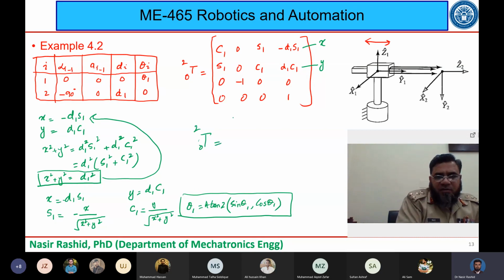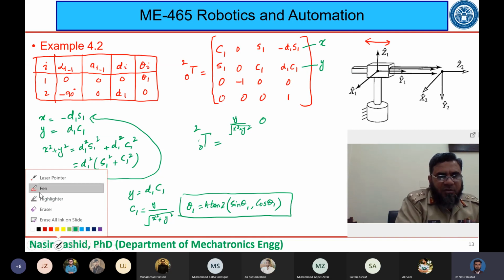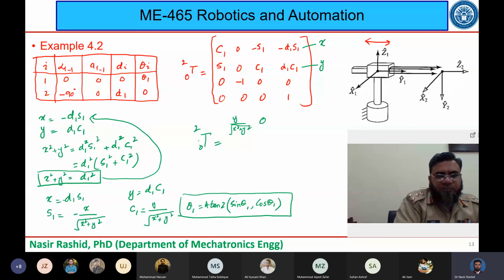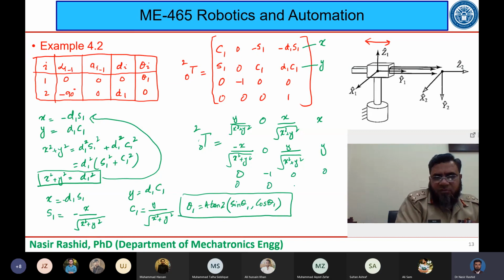So what is cos 1? This is y over under root x square plus y square, 0. s1 मेरा ख्याल में ये माइनस था, ये मैंने यहाँ माइनस मिस किया है। सो लेट मी जस्ट करेक्ट इट। दिस इज माइनस s1, 0, और चूँकि ये माइनस है और यहाँ ये माइनस था, ये प्लस होके दिस विल बी x over under root x square plus y square, और ये d1 जो है दिस विल बी इक्वल टू x. नंबर 2 में माइनस x over under root x square plus y square, 0, y over under root x square plus y square, y, 0, माइनस 1, 0, 0, 0, 0, 0, 1.